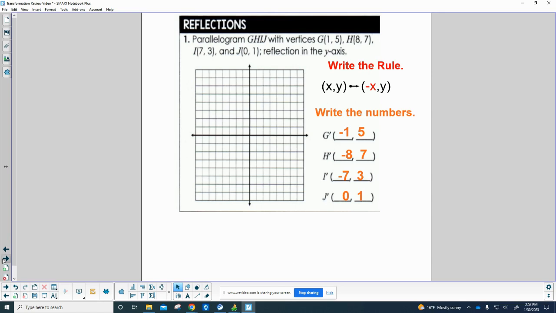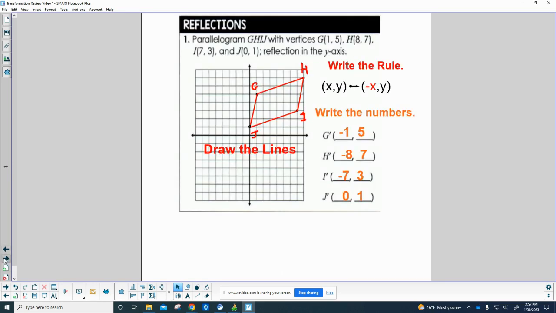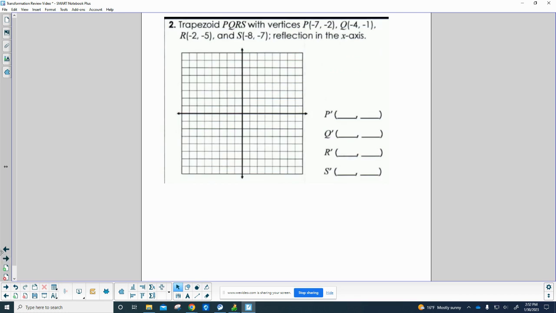So once we have our new coordinates, we plot the original, and then we plot the new one, and then we draw the lines so that we can see the two shapes. And sure enough, you can see how this has been reflected across the y-axis. So those are your numbers. If you need to pause the video to get those numbers or to watch what happened, you can certainly do that.